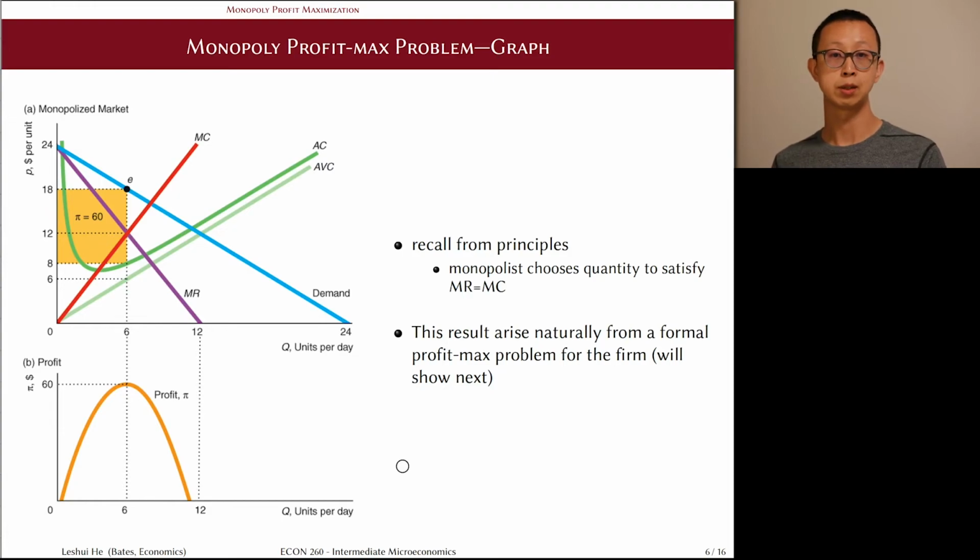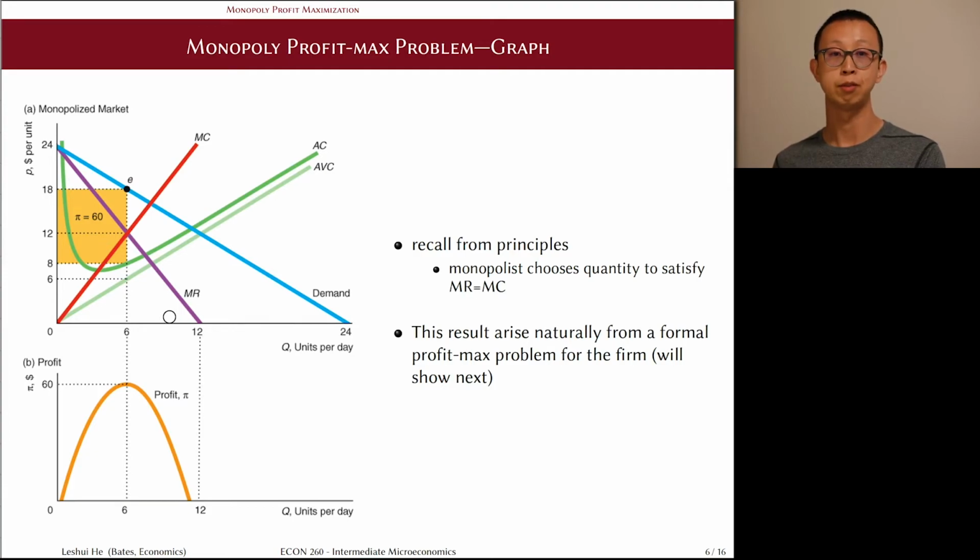In the principles class, we learned about the profit maximization problem graphically. We know that the firm will choose an optimal output level that satisfies marginal revenue equal to marginal cost, the condition we previously derived under perfect competition.